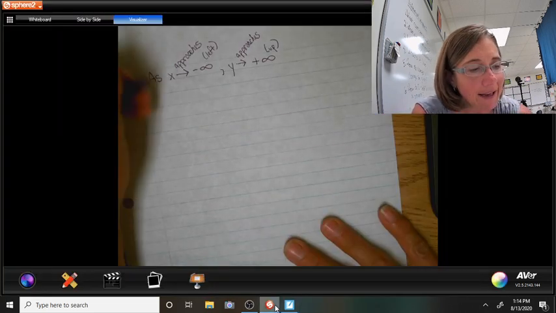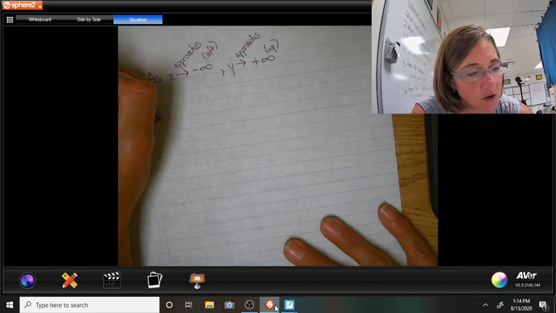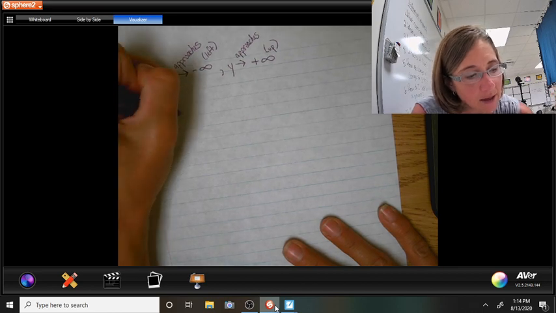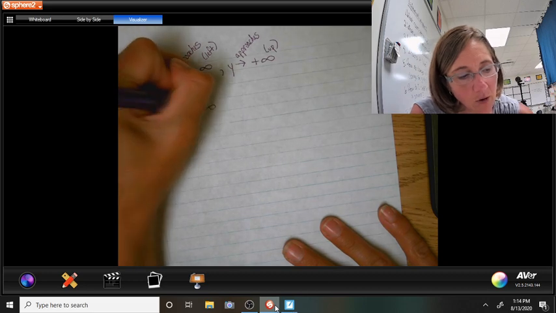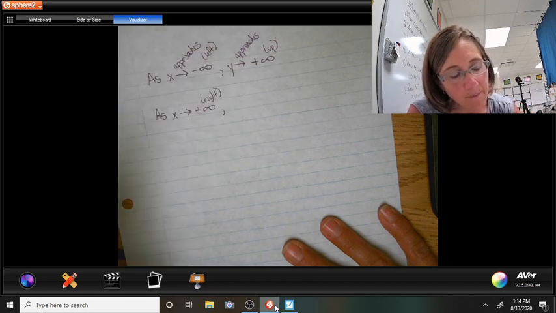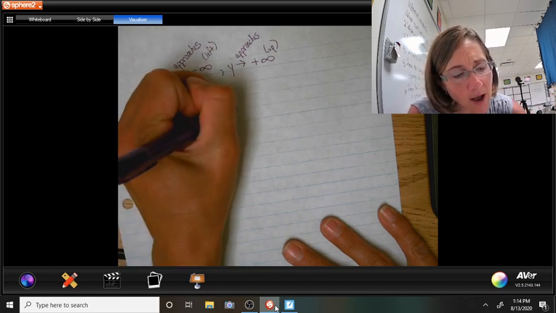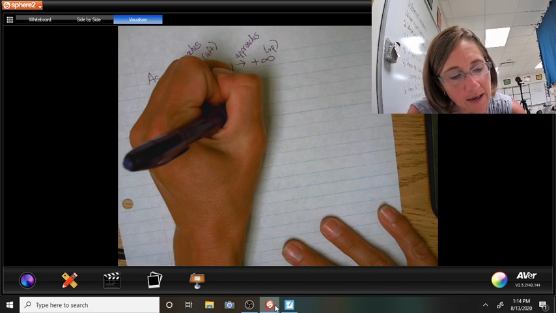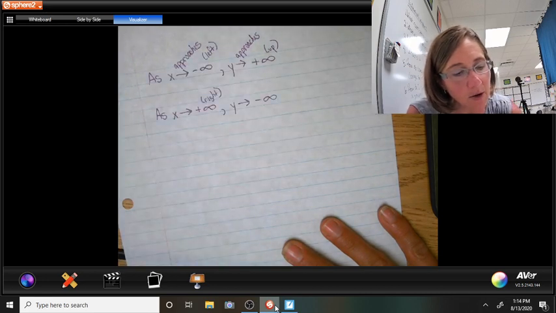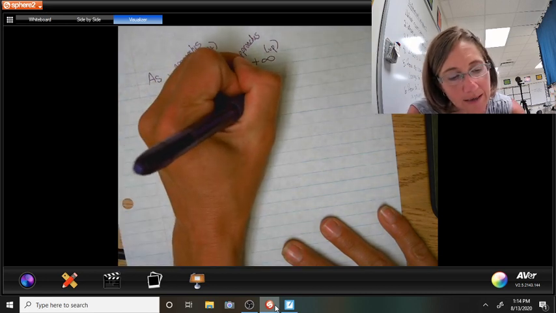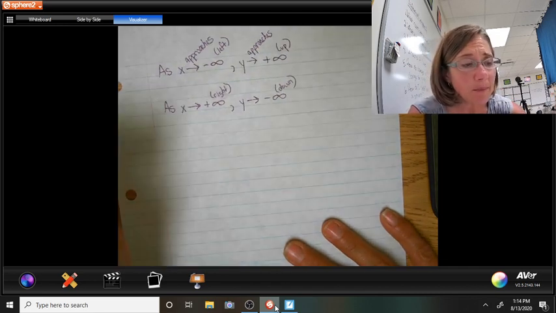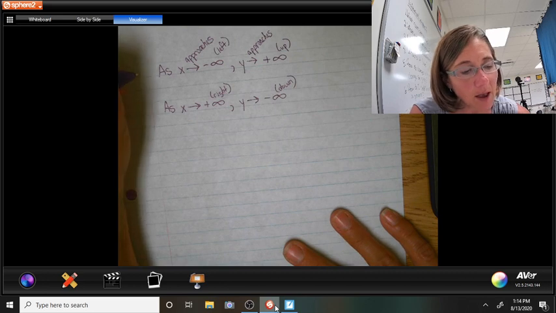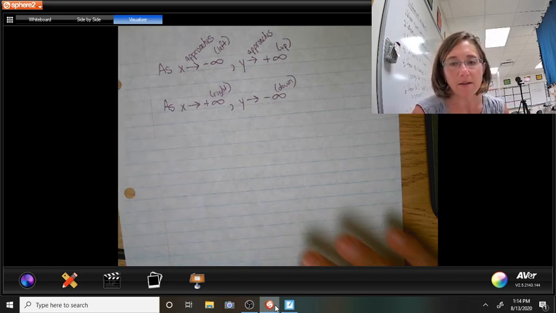All right, so let's write that in symbolism. So we said as x is approaching positive infinity, that means I'm going to the right. What are our y's doing? Well, our y's are approaching negative infinity. So that meant they were going down. How low can you go? So those are symbols for end behavior for this first graph here.